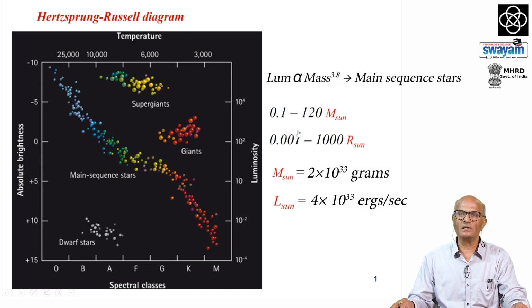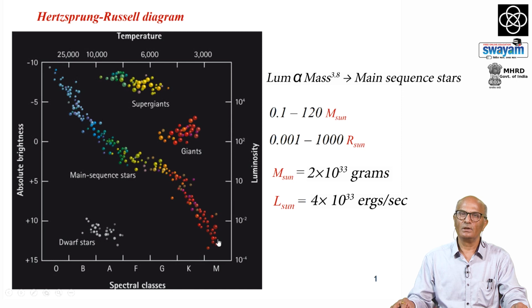The mass range of the stars is 0.1 to 120 solar masses, and in fact luminosity and mass are related by this relation: luminosity is directly proportional to about the 3.8 power of mass. These properties are based on observations. One more thing we can see is that in the diagram a very large number of stars occupy this portion of the HR diagram, and this is called the main sequence.